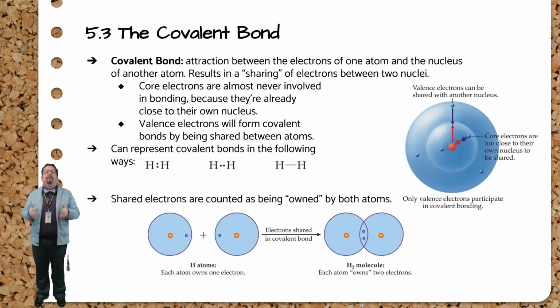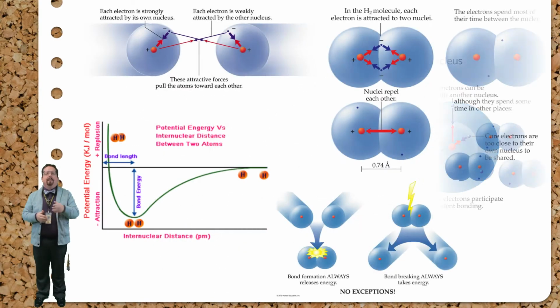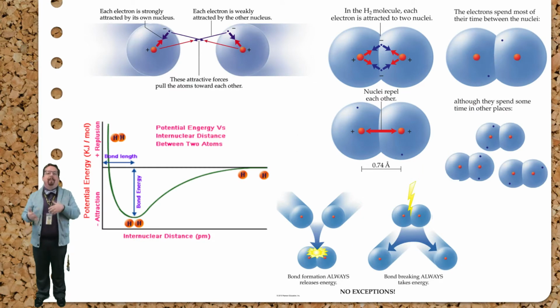We can represent covalent bonds in a few different ways. We can put a pair of dots between the two atoms, or we can replace those dots with a line. Another way we can represent this type of bond is to draw the two atoms out with the shared electrons between the two nuclei. Here are some images that may help you see this a little bit better.